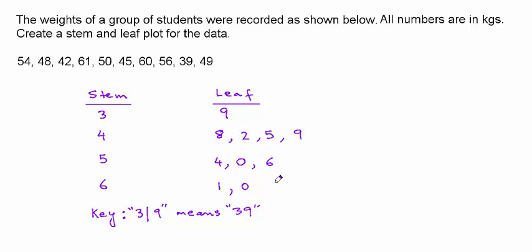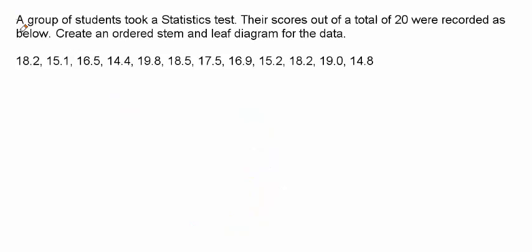Let's do another one. A group of students took a statistics test. Their scores out of a total of 20 were recorded as below. Create an ordered stem and leaf diagram for the data. So this time we want to order the leaf side. So we have the stem and we have the leaf side.